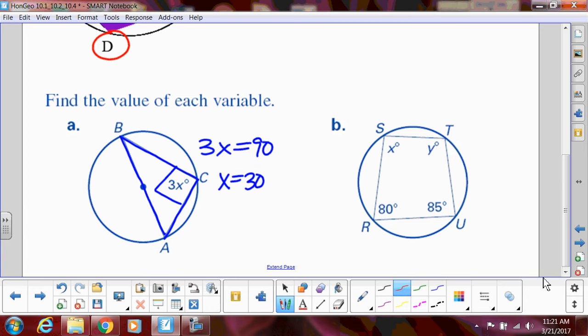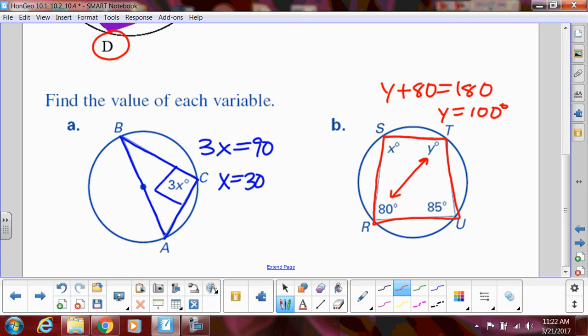And then here we have an inscribed quadrilateral. So the opposite angles have to be supplementary. So y plus 80 has to equal 180, so y is 100. And then x and 85 are opposite, so x plus 85 equals 180. So x would equal 95.